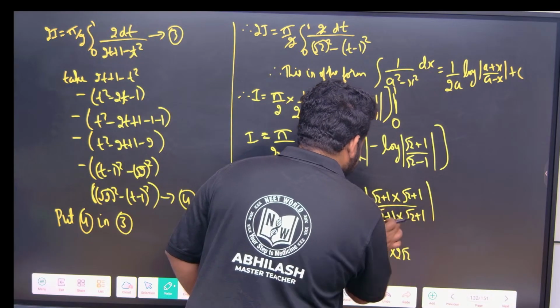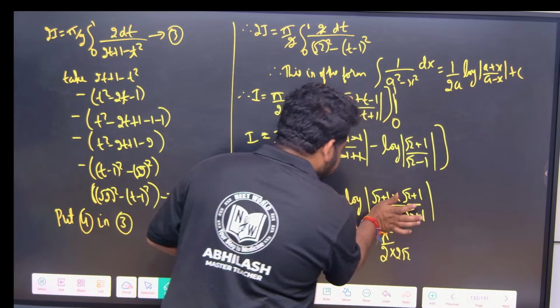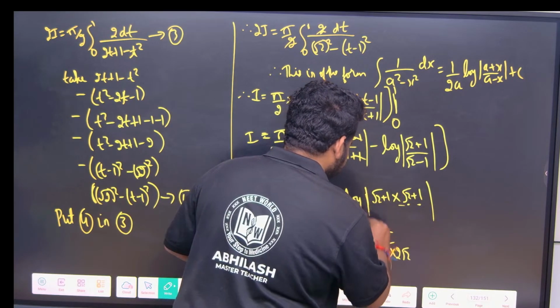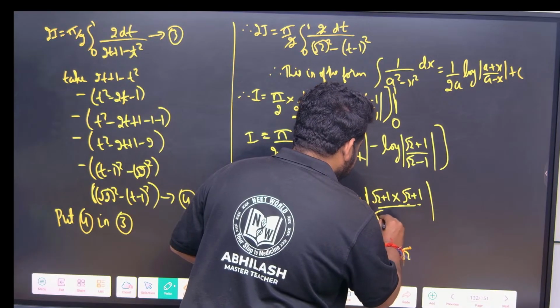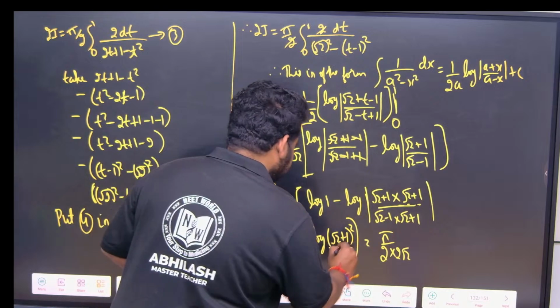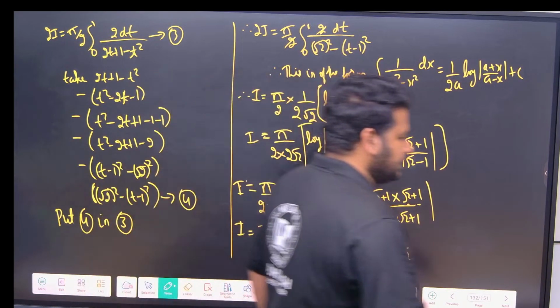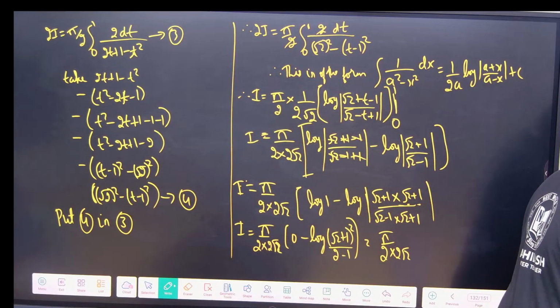Observe carefully, this will become root 2 plus 1 into root 2 plus 1 divided by root 2 minus 1 into root 2 plus 1. So I will have root 2 plus 1 whole square. So I will get minus 2 outside, correct? Yes, I will get minus 2 outside.